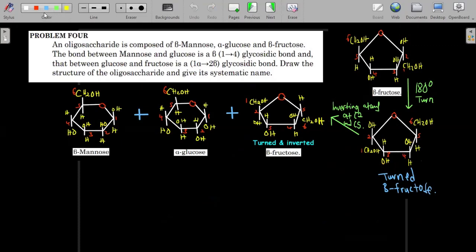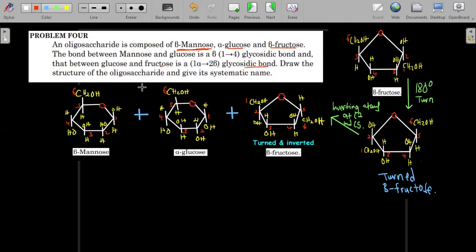So question number 4, they are saying an oligosaccharide is composed of beta-mannose, alpha-glucose, and then beta-fructose. The bond between mannose and glucose is a beta 1 to 4 glycosidic bond, and that between glucose and fructose is a 1 alpha to 2 beta glycosidic bond. Draw the structure of this oligosaccharide and give its systematic name.